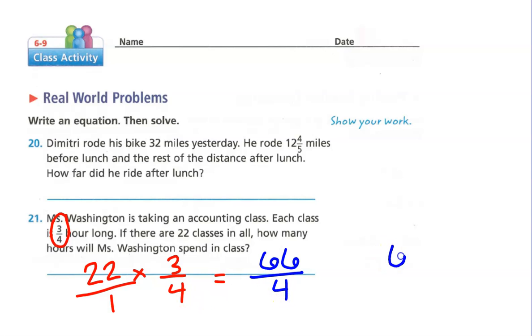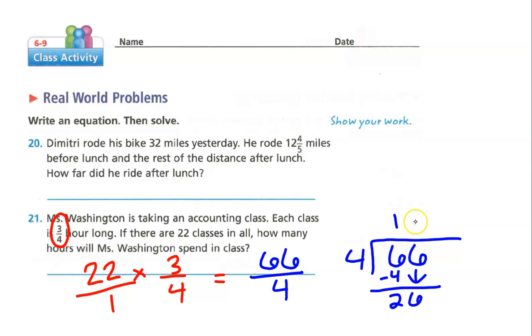And this is a division problem, so this requires you to actually write it down as a division problem. 4 goes into 6 one time. 1 times 4 is 4. And 6 minus 4 is 2. You'll bring down that 6. 4 goes into 26 6 times, because 6 times 4 is 24. And then that leaves you with 2.